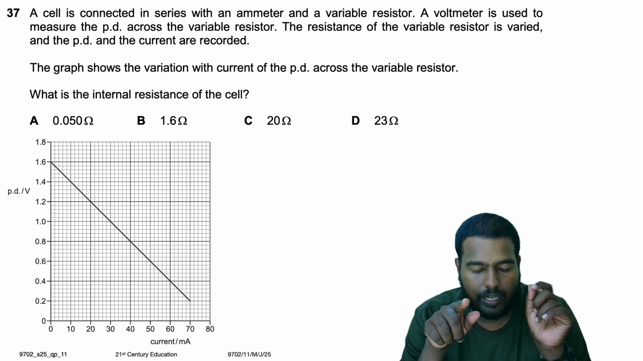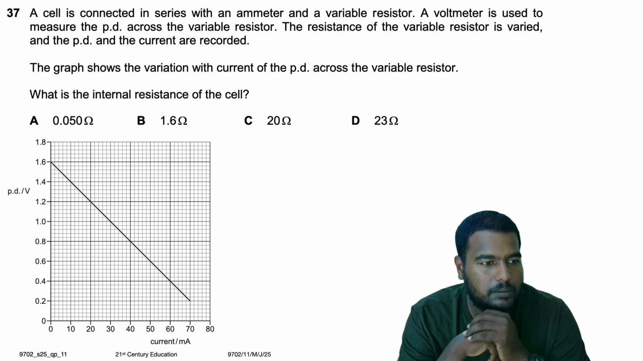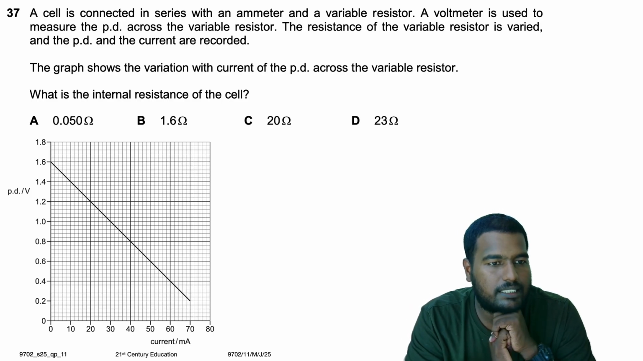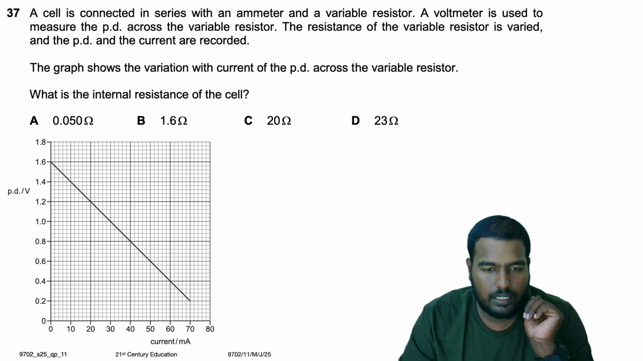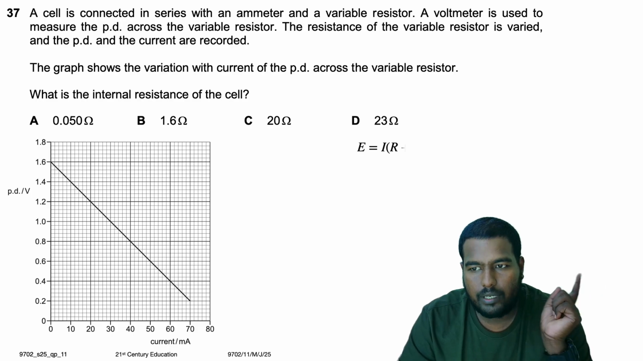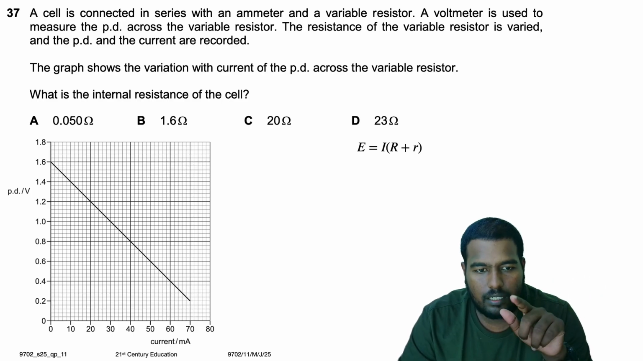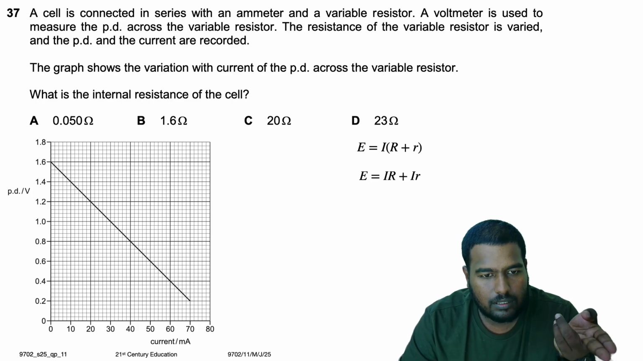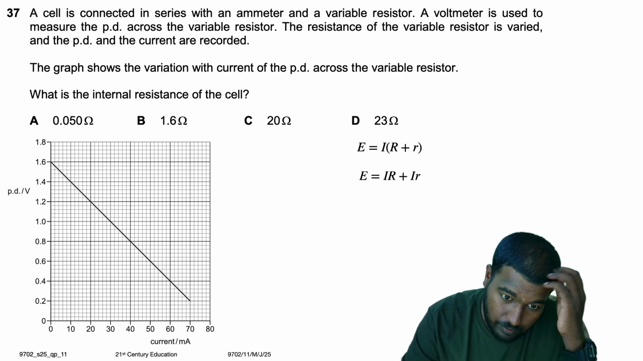The voltage across this variable resistor and current through the variable resistor. What is the internal resistance of the cell? We know the formula: E is I into capital R plus I into small r. So I into capital R plus I into small r. If you rewrite this equation.